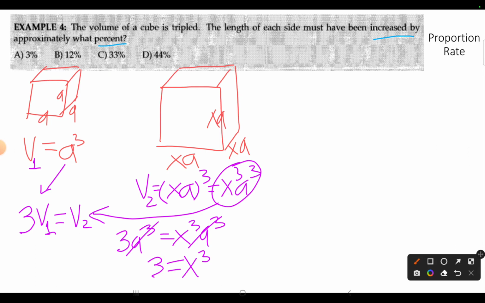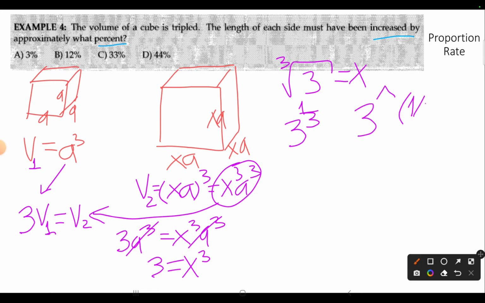To get rid of this cube, we will take the root with index 3. Now we need a calculator. When we write it in the calculator, actually it is 3 to the power 1 over 3. In the calculator, we write 3 to the power, with brackets, 1 over 3. Please don't forget brackets here also, because it can take 3 to the power of 1 and then divide by 3. Then the calculator will show the answer approximately 1.44.